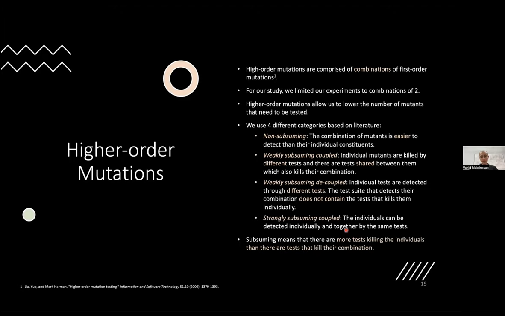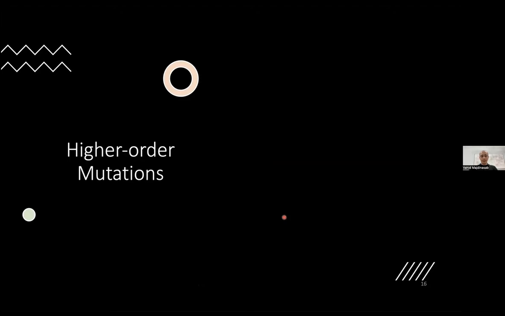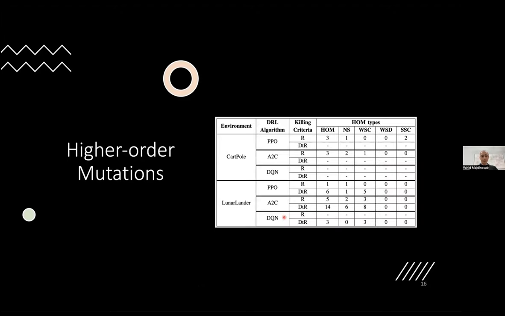If it gets a little bit confusing, here we're using subsuming as meaning that there are more tests killing the individuals than there are tests that kill their combination. And here are results for our higher order mutants.